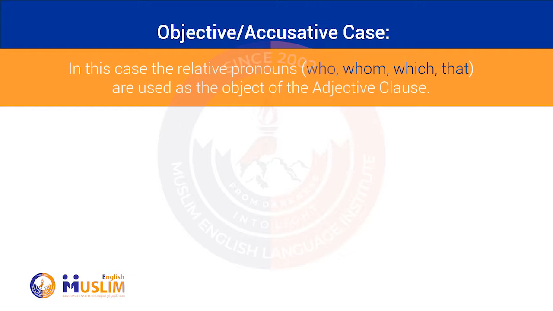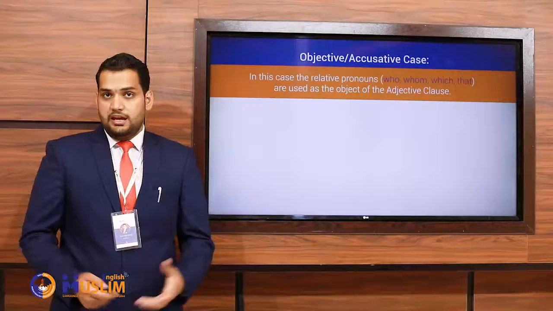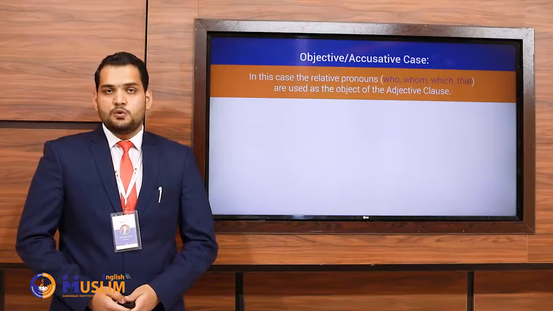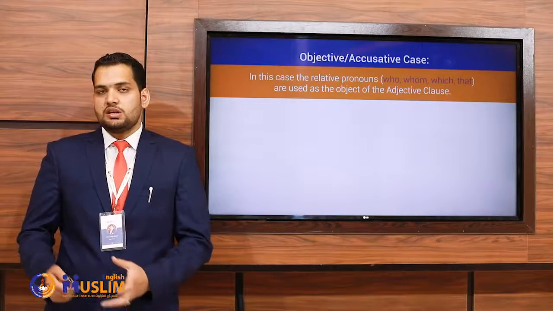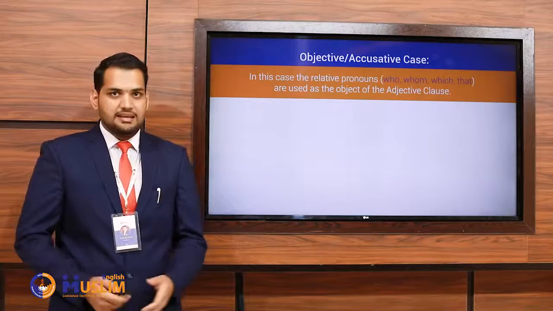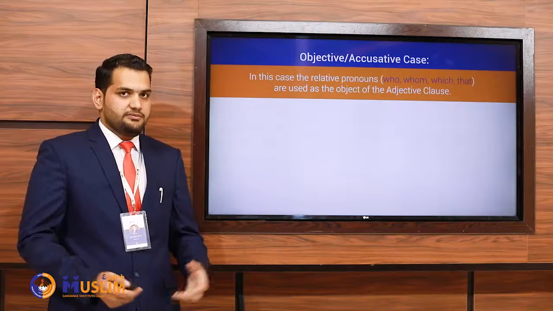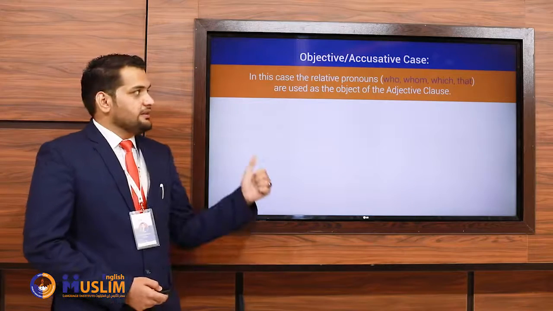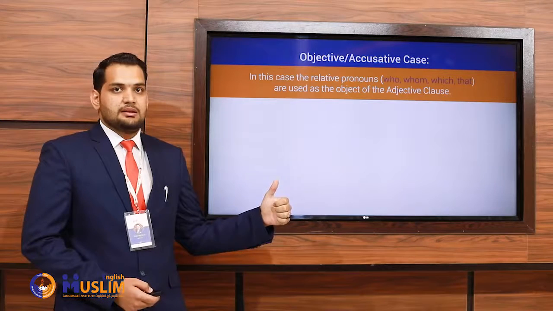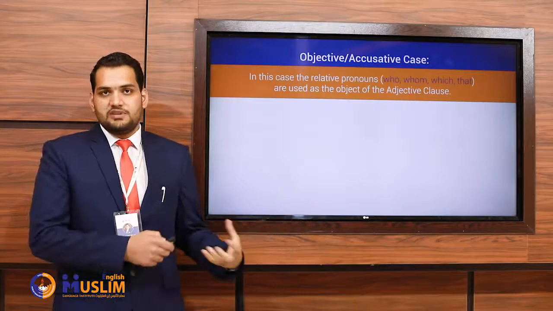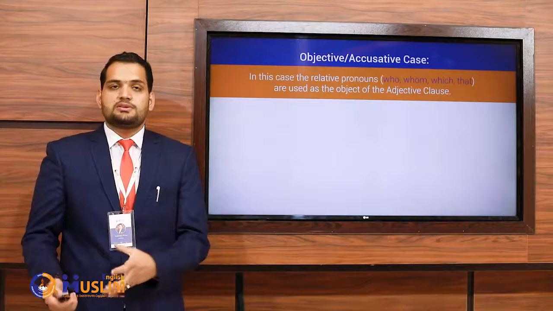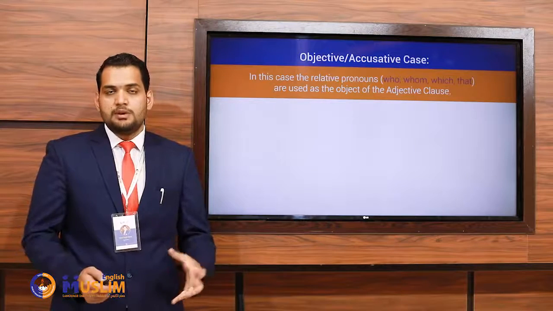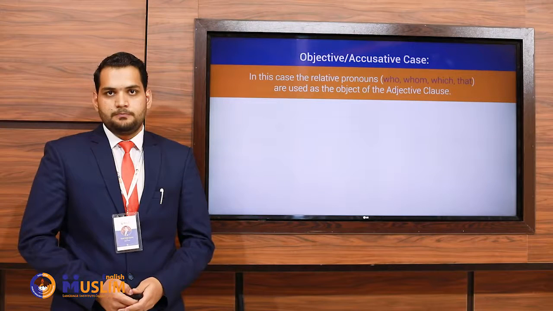In this case, the relative pronouns that are who, whom, which, and that are used as the object of the adjective clause. If you remember, in the subjective case, we only use who, which, and that. But in this case, we use all of the relative pronouns. The difference between who and whom is that who is used in subjective case, but it can also be used in objective case. But whom is only used in objective case.